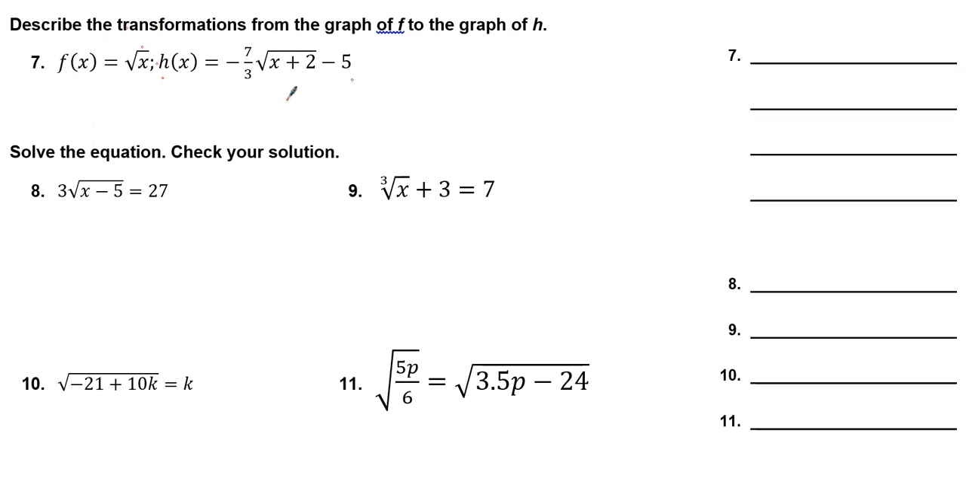I always say to list these based off of if you are x, what's the first operation that's done to you? You have the added 2. And so that's going to be the first transformation, and that's a horizontal translation. And it's going to be left 2.